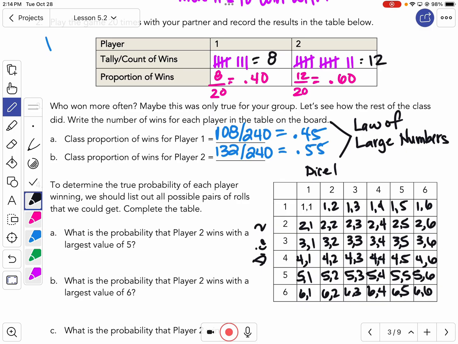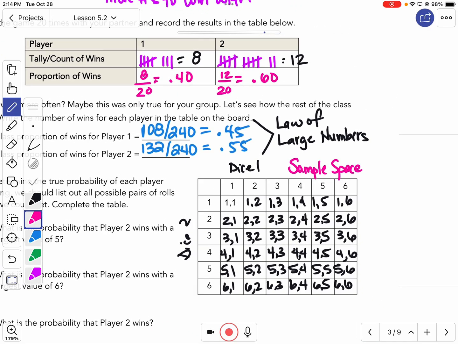So I did this on purpose. This chart is a way for us to figure out what's called the sample space. A sample space is all the possible outcomes. So sample space is just the possible outcomes.